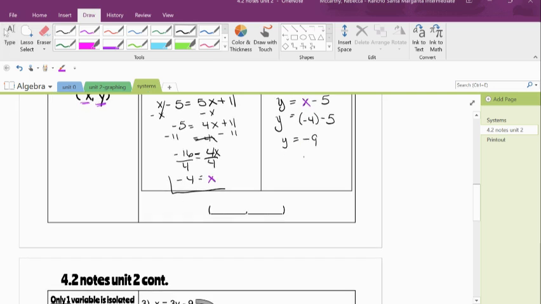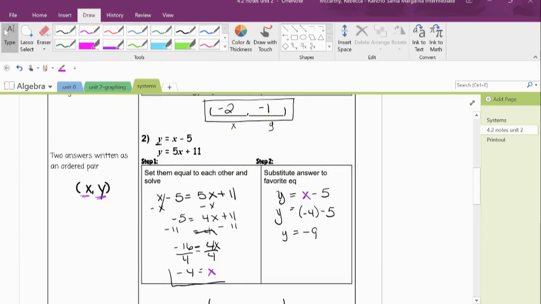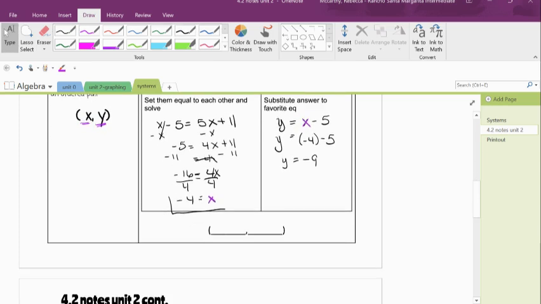So my answer is, remember, if I were to graph these, they're two lines and I know they intersect, so I need my coordinate. Where do they intersect? Well, it intersects at negative 4, negative 9. So that's why we put our answer in a coordinate system.